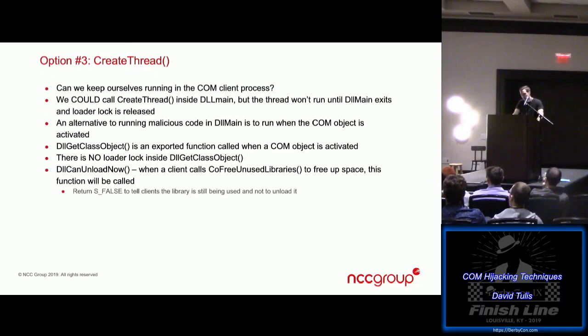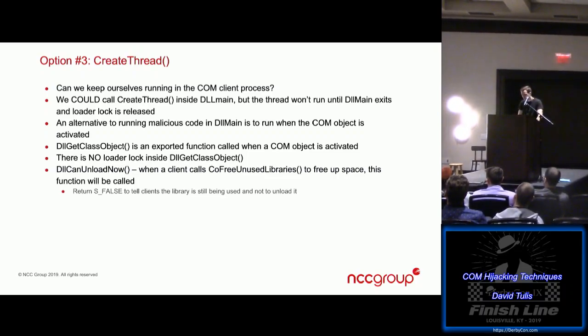But there is another function that we could possibly use here. So the DLL get class object function, this is exported by all COM-enabled DLLs. This fetches the class objects implemented in the library. This function is called whenever a COM object is activated, and there's no loader lock that's held when this function is called. So we can try to keep our DLL loaded in memory by not returning the OK sign whenever DLL can unload is called. So this is called pretty regularly when a process is trying to free up modules that aren't needed anymore.